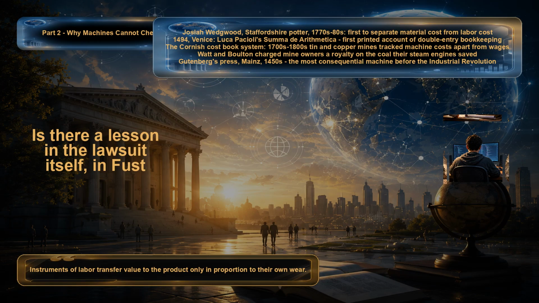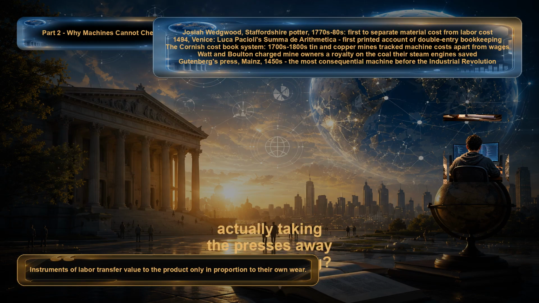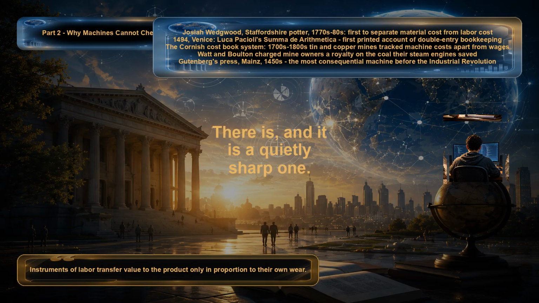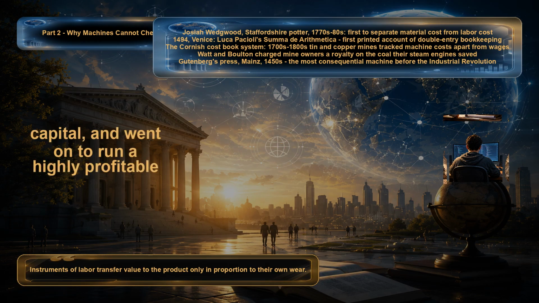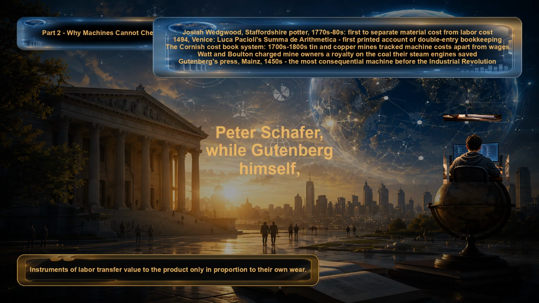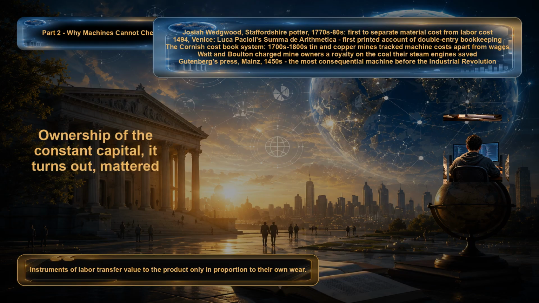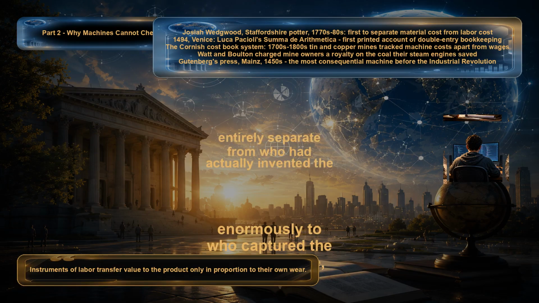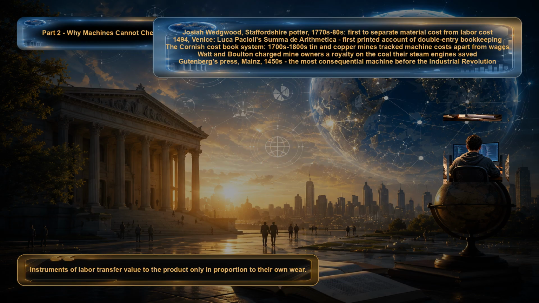Is there a lesson in the lawsuit itself, in Fust actually taking the presses away from Gutenberg? There is, and it is a quietly sharp one. Fust, the moneylender, ended up owning the machinery, the constant capital, and went on to run a highly profitable printing business with Gutenberg's former assistant, Peter Schoffer, while Gutenberg himself, the actual inventor, died in relative poverty. Ownership of the constant capital, it turns out, mattered enormously to who captured the resulting value, entirely separate from who had actually invented the process or done the skilled work of setting the type. A pattern, again, that repeats itself in one form or another across every single example this chapter is built from.